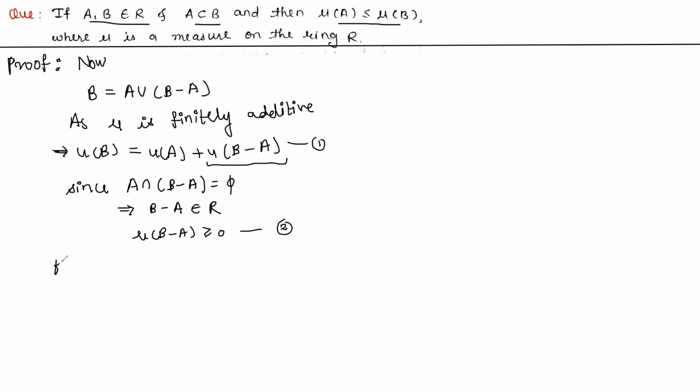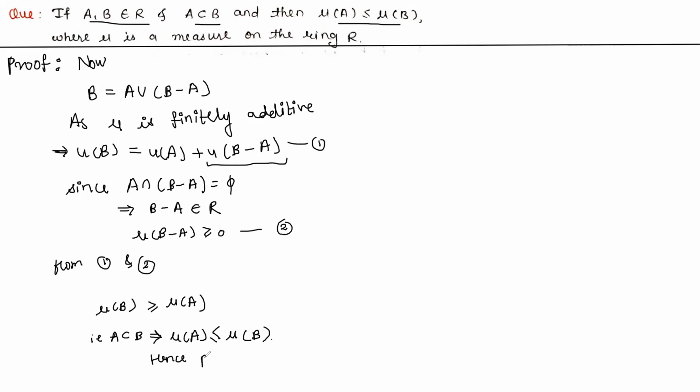So from 1 and 2, we have measure of B is greater than or equal to measure of A. That is, for A being a subset of B, measure of A is less than or equal to measure of B. And hence we get the required result, and hence the question is proved.